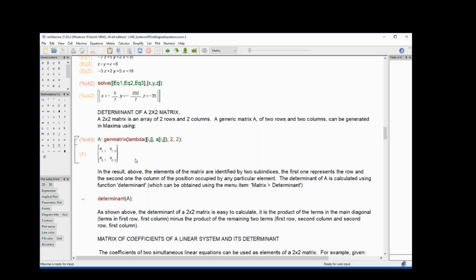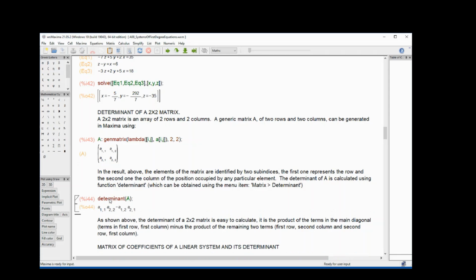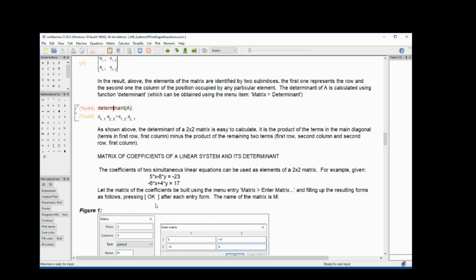There's a quantity called the determinant. For a 2x2 matrix, the determinant can be calculated in Maxima like this. And what it is, is the product of the diagonal terms, A11 times A22, minus the off-diagonal terms, A12 times A21. That's how simple it is to calculate the determinant of a matrix. Maxima has a function called determinant that allows you to calculate that for any numbers.